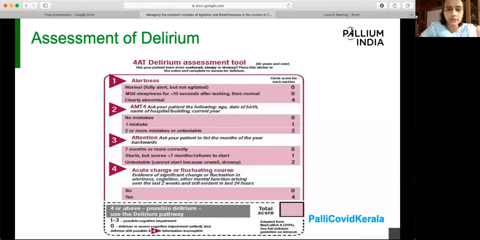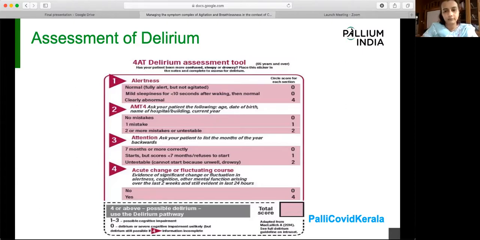And the fourth one is the acute change or fluctuating course. The important thing to know is that delirium is an acute picture, and it's not like dementia, where there's a cognitive impairment for a long time. There's an acute change and a fluctuating change. So the fourth point is very, very important, but we might not be able to elicit it in our patient because we need a collateral history for that. We have to ask the family, when did it start? It's evidence of acute change or significant fluctuation in alertness, cognition or other mental function in the last 2 weeks and still evident in the last 24 hours. So that's how we diagnose it.